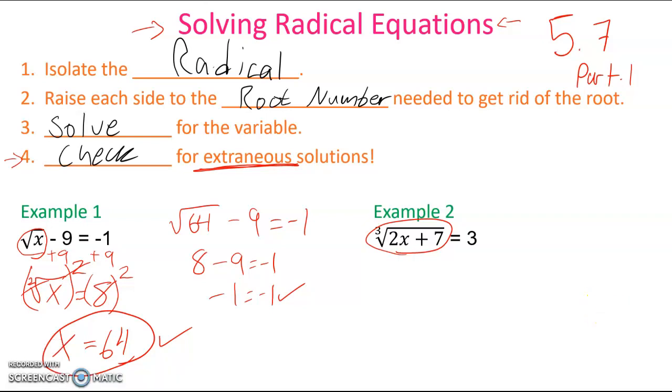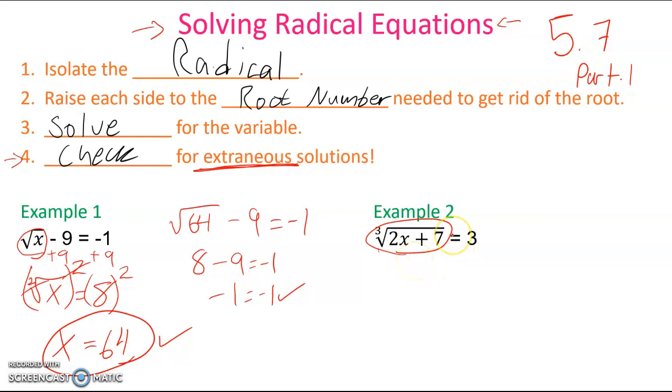So let's go ahead and do example number 2 here. We have the cube root of 2x plus 7. And again, what I like to do is I circle my root, my radical, and ask, do I have any numbers outside that I need to get rid of? Do I have any numbers multiplying outside that I need to get rid of? Do I have any numbers adding or dividing that I need to get rid of?